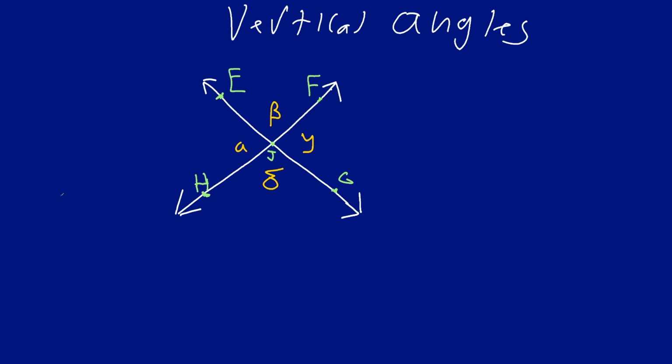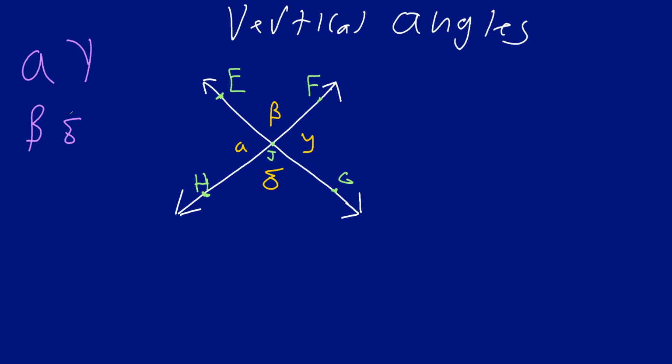So, in other words, the vertical angles in this particular example would be, let me change the color here. Angle alpha and angle gamma would be considered vertical angles. Angle beta and angle delta would be considered vertical angles. Angle alpha and angle beta would be considered adjacent. And of course, delta and gamma would be considered adjacent as well, as are the other combinations. But this is slightly different.